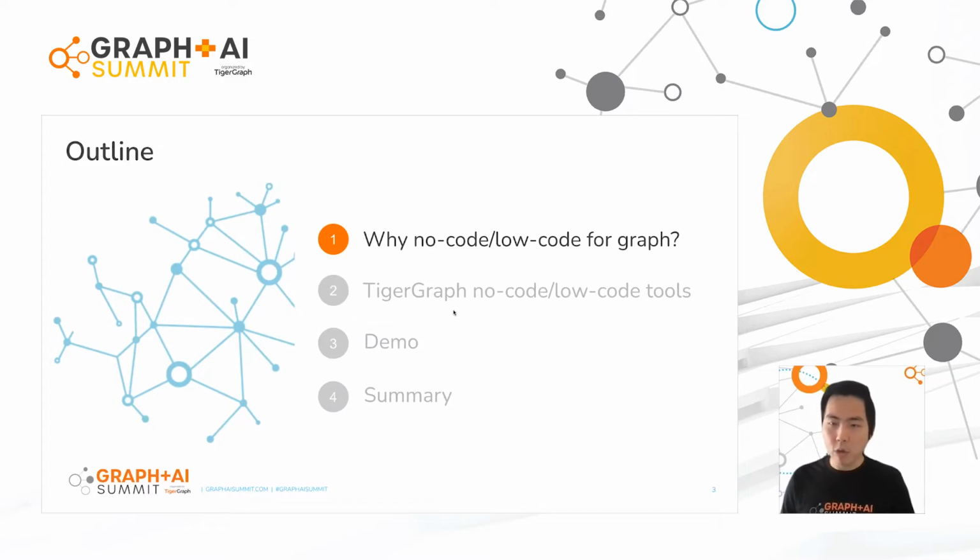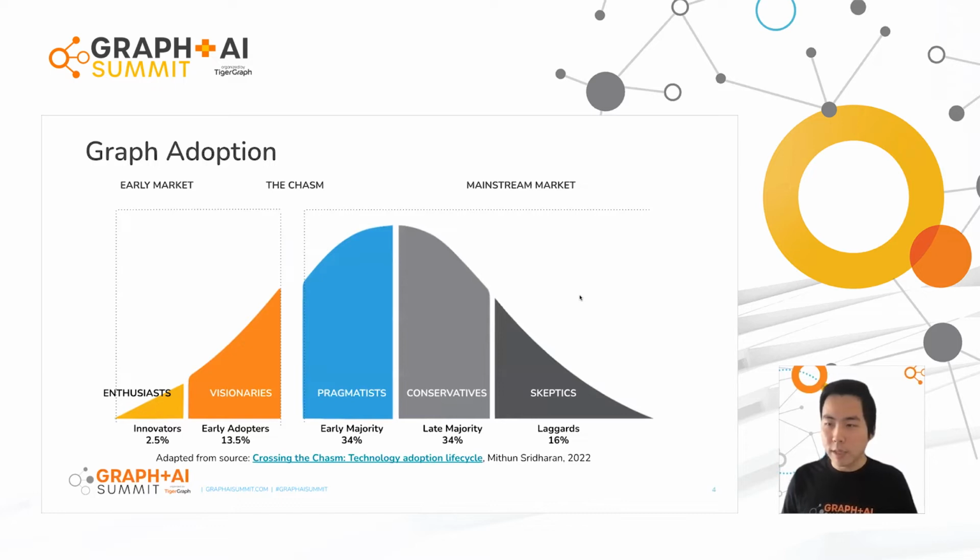So why do we need no-code or low-code for graph? This all relates to the technology adoption curve. This is the famous framework illustrated in Geoffrey Moore's book, Crossing the Chasm. Every technology will go through different stages of getting adopted by the market. There's no exception for graph technology. In the early stage, there are innovators and early adopters. They are the champions and do whatever they need to bring the brand new graph technology to the organizations.